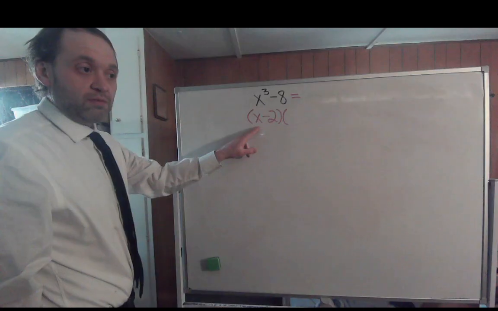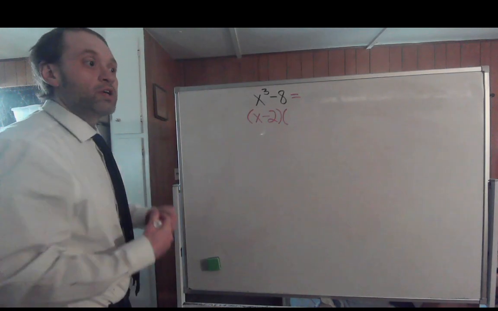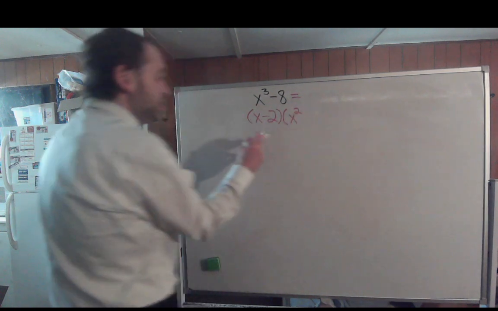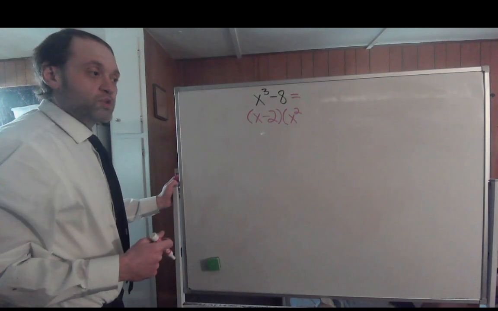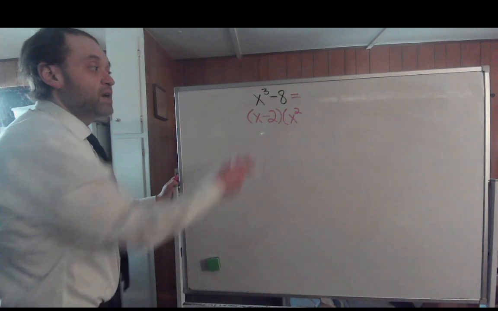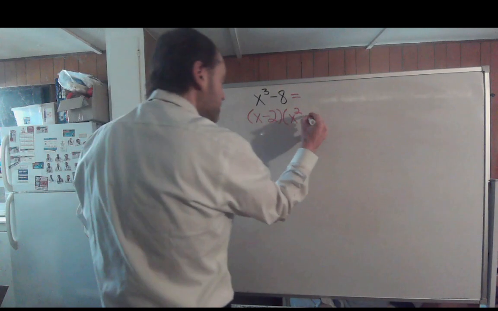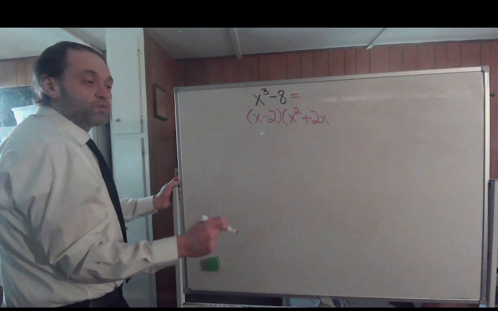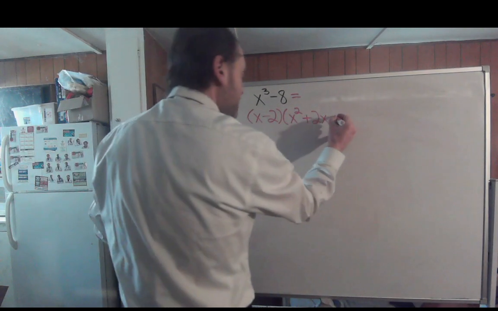Take your first term of x, raise it to the second power, you'll get x to the second power. Then take your x times your negative 2, which would give you negative 2x, but then you got to negate that. That would actually give you plus 2x. Then take your negative 2 and raise it to the second power. That would give you positive 4.